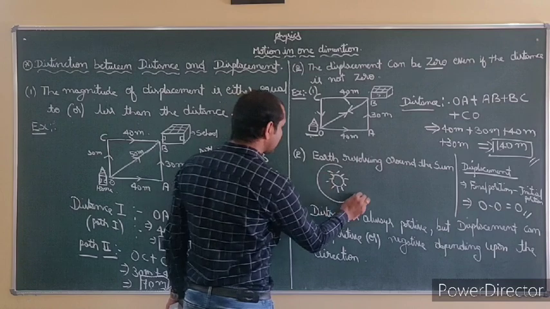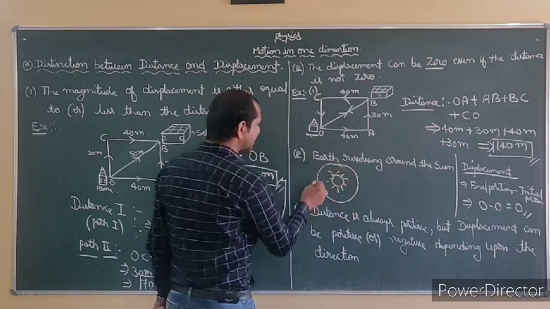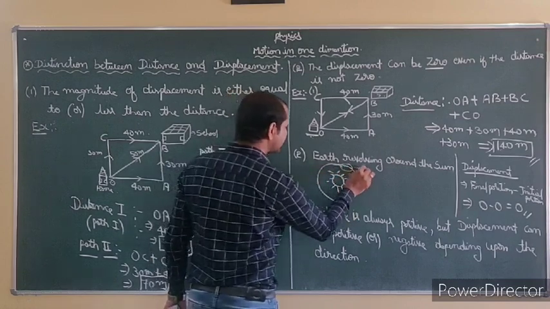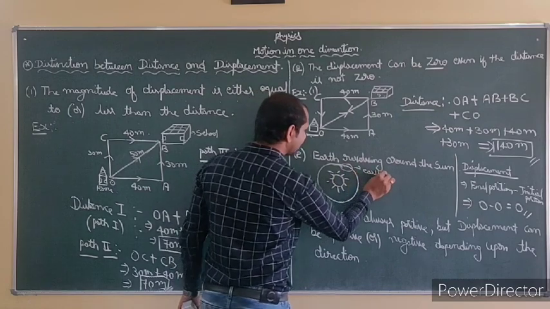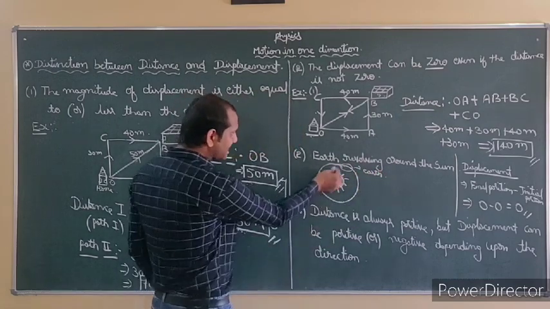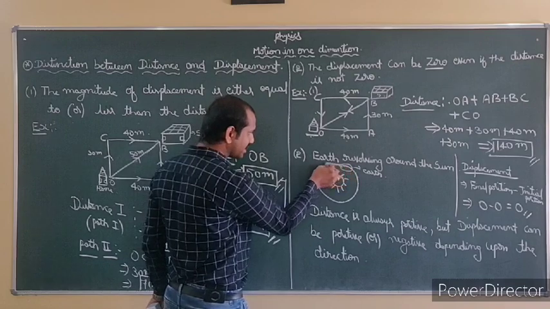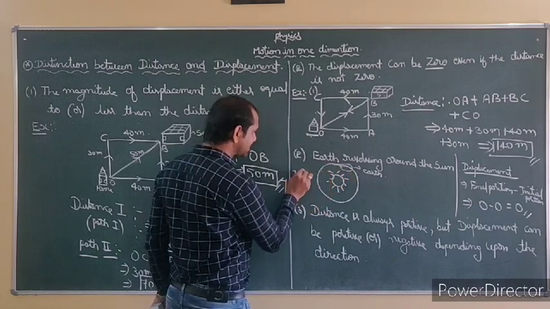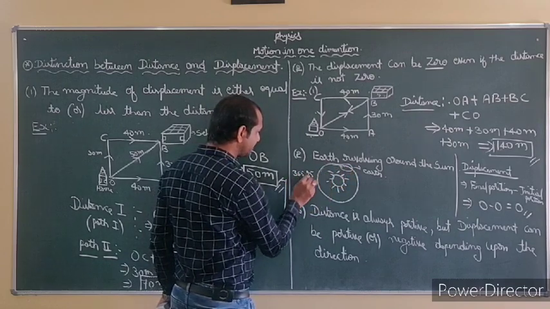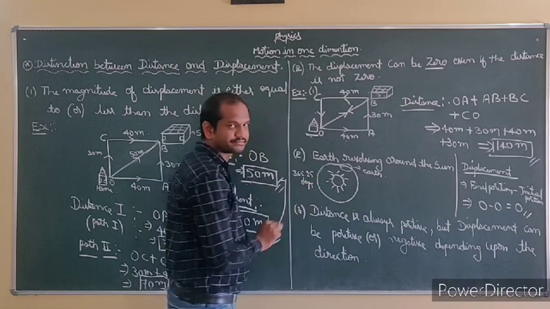This is the sun. In an elliptical orbit, the Earth is revolving around the sun. Think this is Earth. Now Earth started its journey from here. You know that very well. It takes nearly 365.25 days to revolve around the sun.